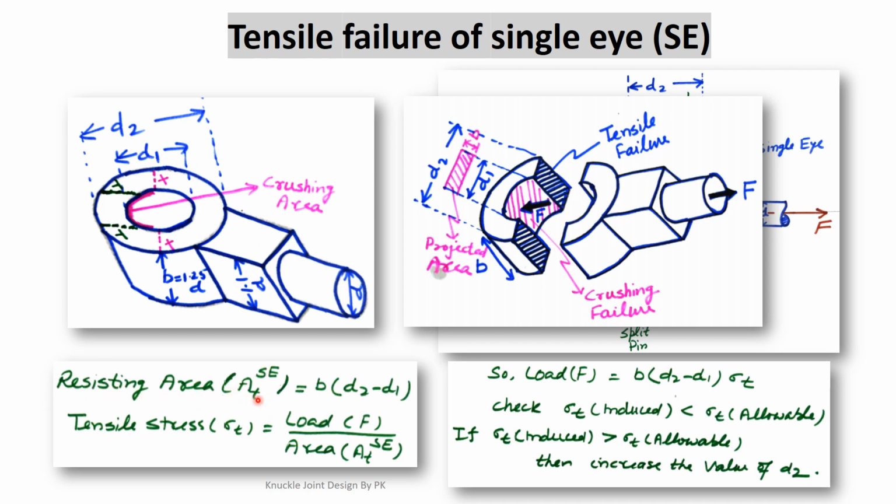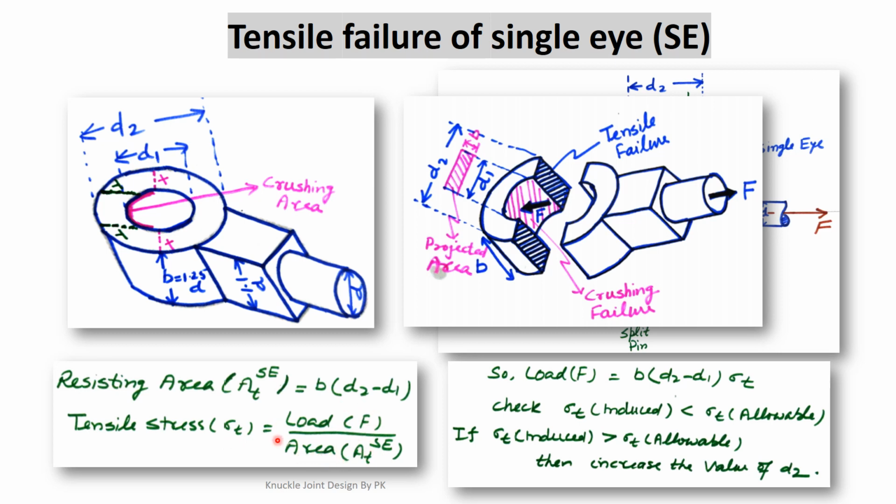A is the area, T is in tensile failure, SE means single eye, that is B into D2 minus D1 basically. This is this blue color sided portion. So we can find out this area, that is B into D2 minus D1. So we know the tensile stress should be equal to load divided by the tensile resisting area.